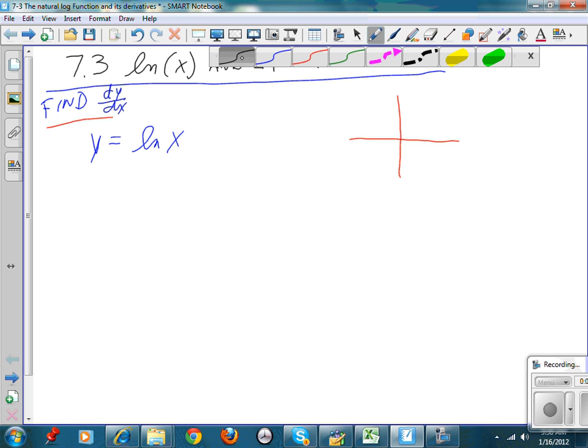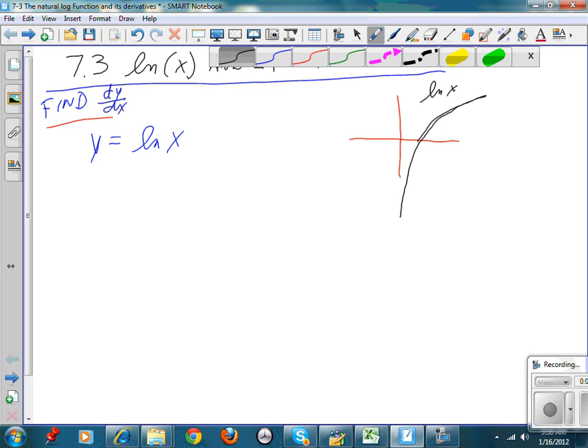This is another one of the functions you should know. You should know that it goes to infinity as x goes to infinity, and as x gets closer to 0 from the right side, it goes to negative infinity. The domain is just where x is greater than 0. This is called the natural log.